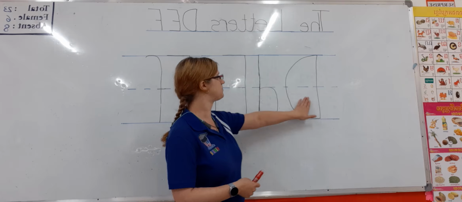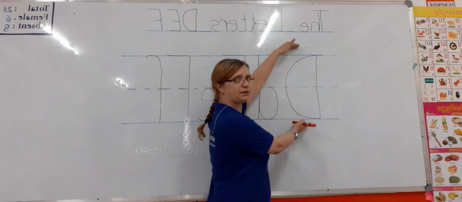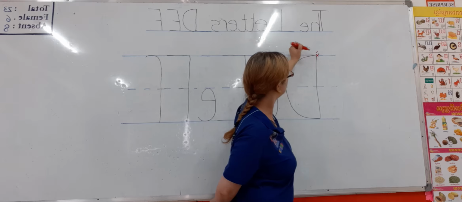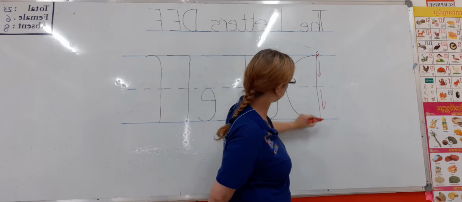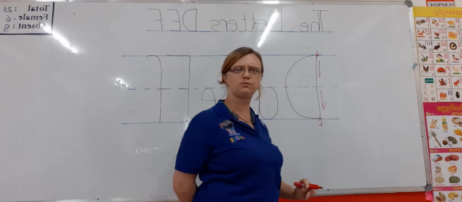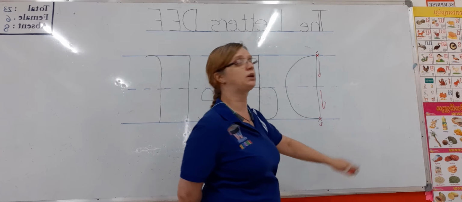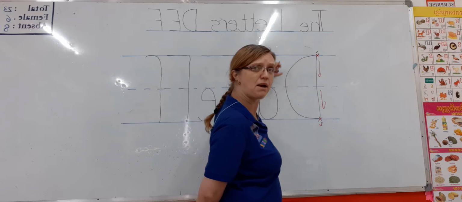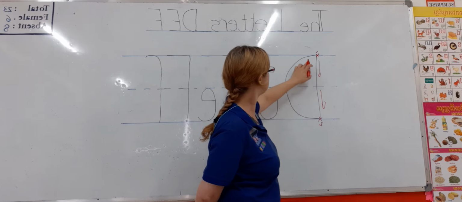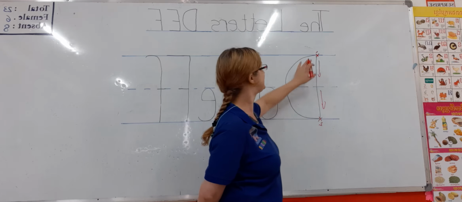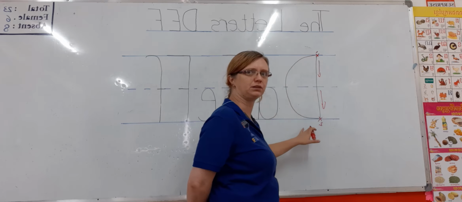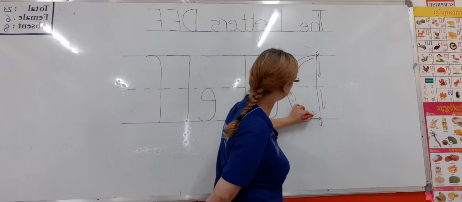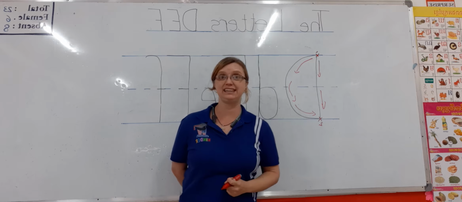So let's quickly have a look. Uppercase D. We're going to start at the top line, at point number 1. We're going to go all the way down to the bottom, point 2 by the bottom line. Then we're going to pick up our pencil and go back to the top, and we're going to make one big bubble. Remember, letter B had 2 small bubbles. Letter D, we're going to do one big bubble. Are you ready? We're going to go around and around and around to finish off letter D.